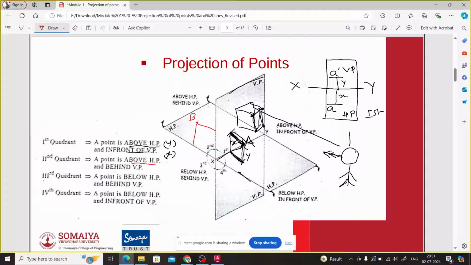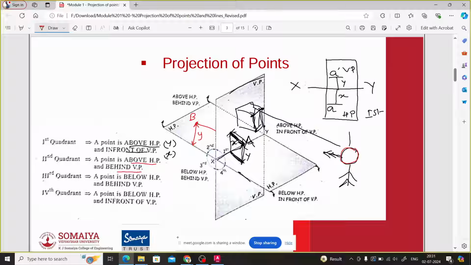Now as far as the observer is concerned, tell me whether the point is in front of or behind the vertical plane. If the point is in the second quadrant, behind, correct. So whenever we are reading the problem, we need to look at these two points, whether the point position is mentioned like this, above HP and behind VP, or whether the point position is mentioned above HP and in front of VP.